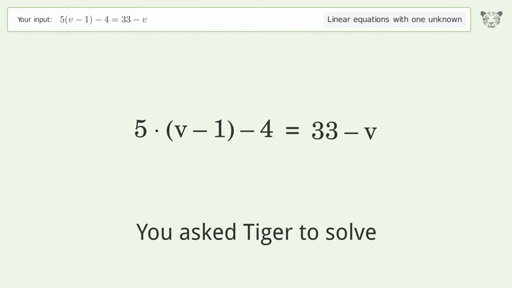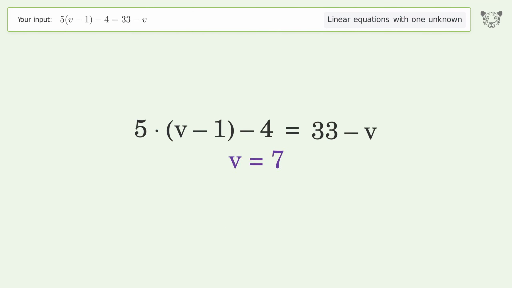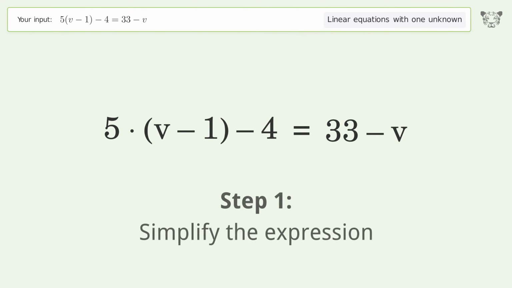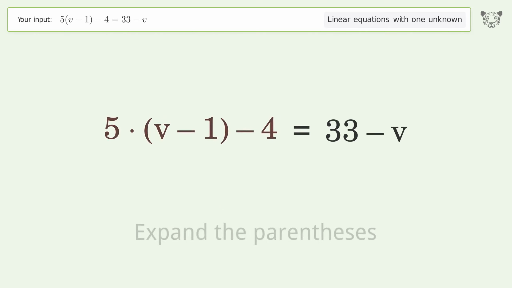You ask Tiger to solve this. This deals with linear equations with one unknown. The final result is v equals 7. Let's solve it step by step. Simplify the expression. Expand the parentheses.